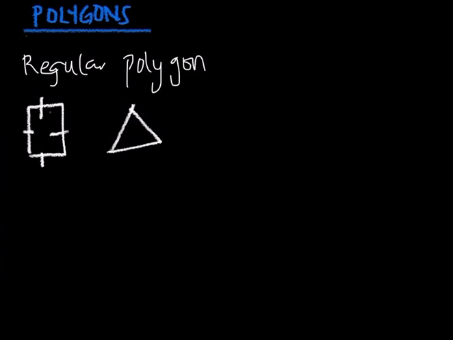Now this angle also has to be equal to this angle and equal to every other angle in the polygon. Now for this equilateral triangle, this side must be equal to this side, must be equal to this side. So the 3 sides must be equal and all the angles too must be equal. This is a regular polygon where all the sides and the angles are equal.